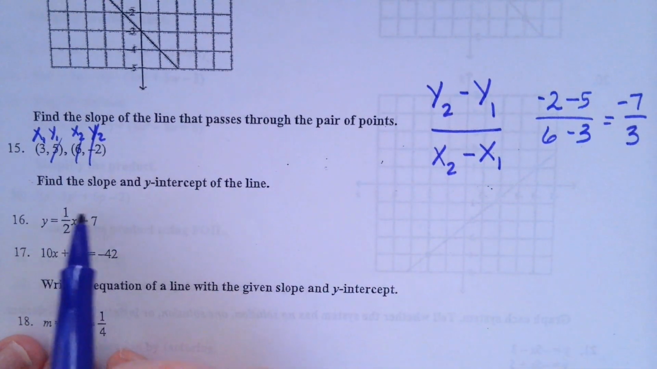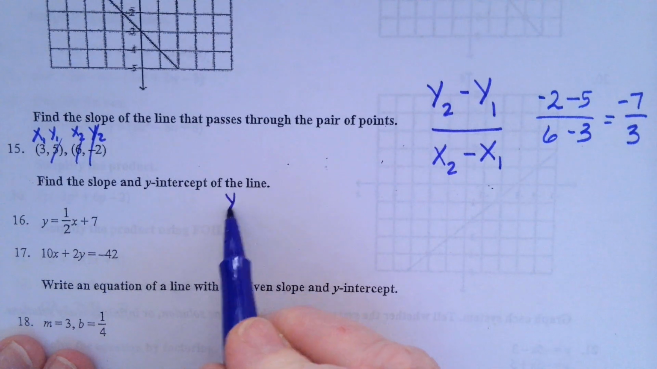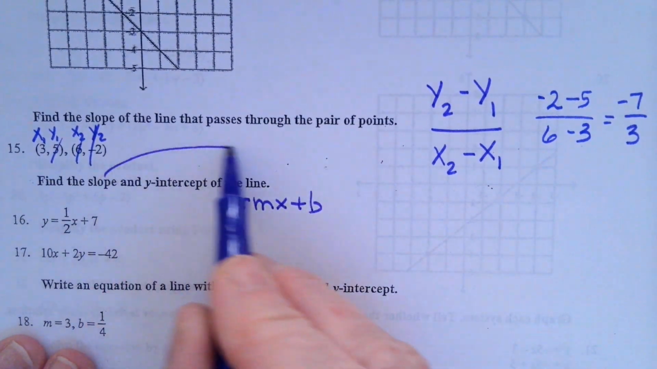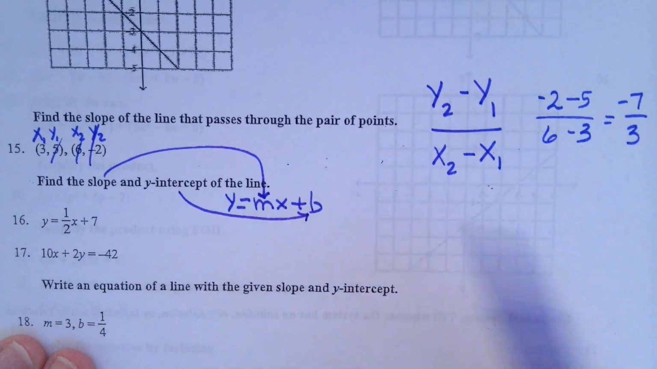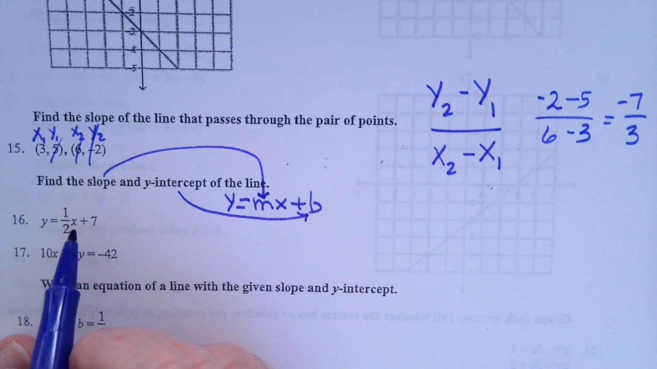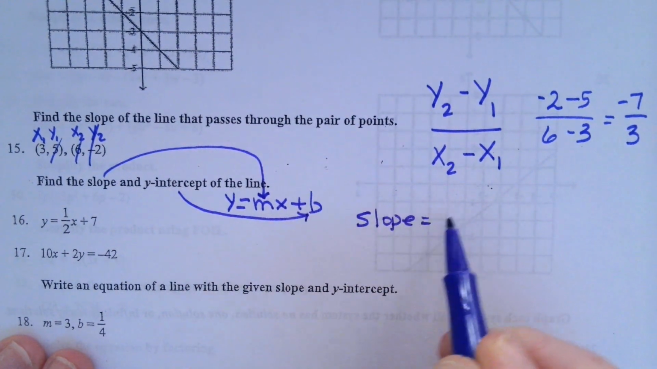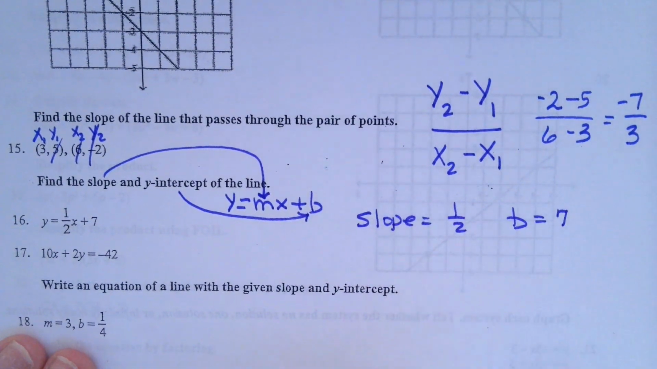Find the slope of the line when you're given an equation. So the slope of a line, remember, in the form y equals mx plus b, the slope is m, the y-intercept is b. So in 16, it's pretty simple. The slope is 1/2, and the b value, or the y-intercept, is 7.